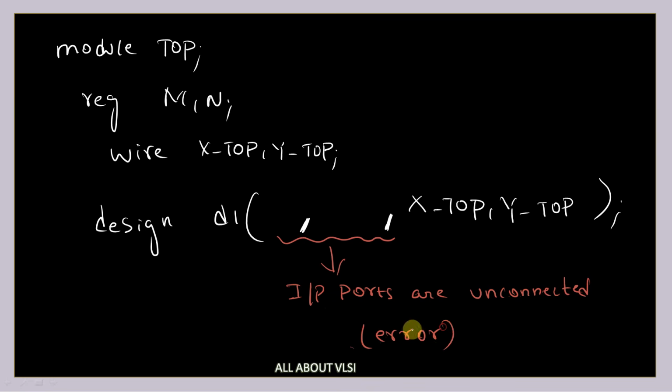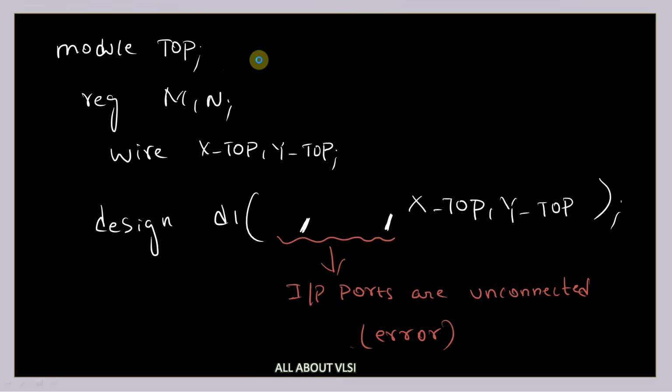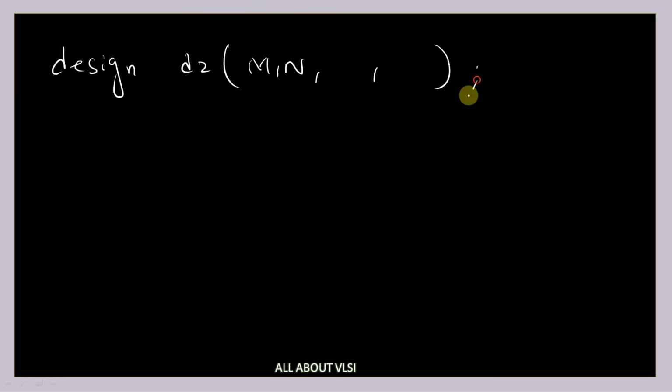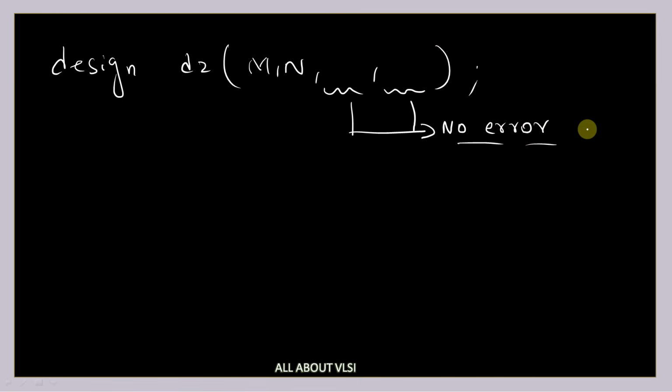Okay. And let's say suppose case 2, let us say if you are leaving your output ports as unconnected, let's say design d2, and if you are writing let's say m comma n comma comma, that means you are leaving your output ports as unconnected, then you are going to get no error in this case. You can leave your output ports as unconnected, then you are not going to get any error.